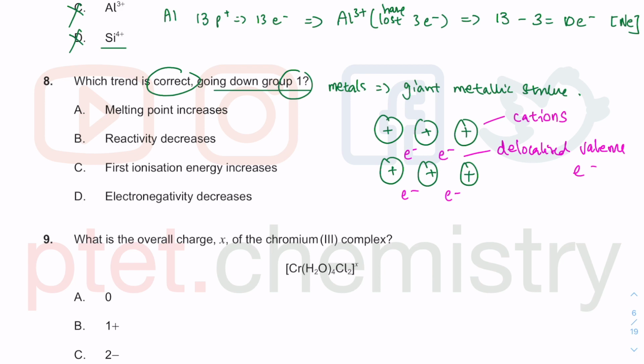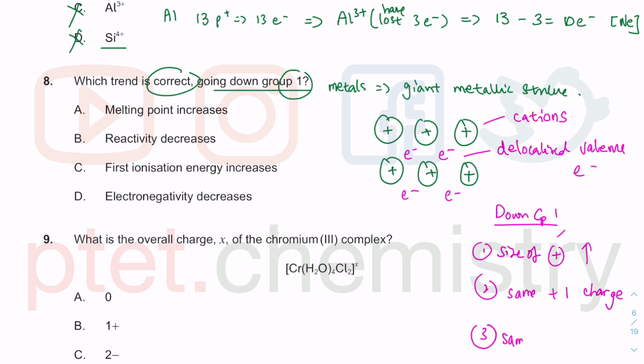So the stronger the force of attraction, the more energy is required to melt or boil the group 1 metal. Now in terms of this force of attraction, down group 1, what can we say? Down group 1, your size of cation is going to increase, but you still have the same +1 charge. So what else can we say? They are going to delocalize the same number of valence electrons. So same number of valence electrons delocalized. So that is really saying that those are not the factors that are changing.